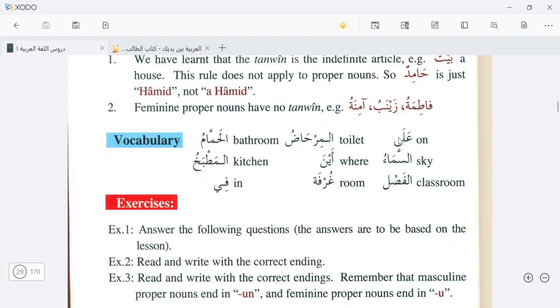Ala. This is not ya. This is alif maksura. So ala means on.